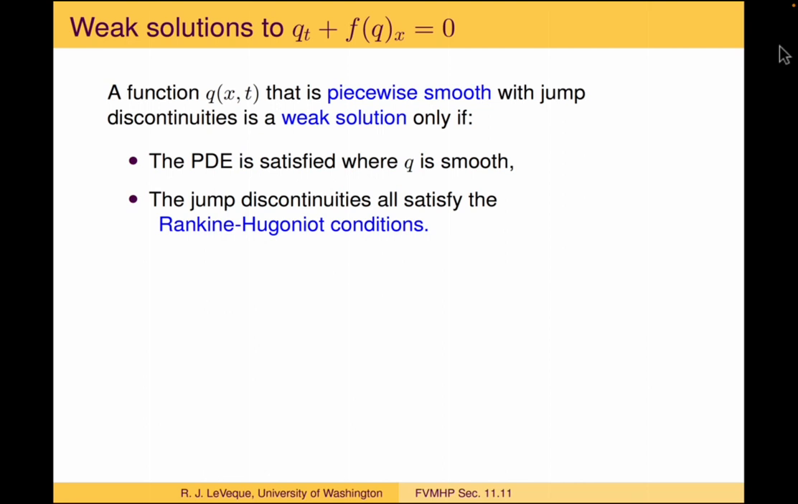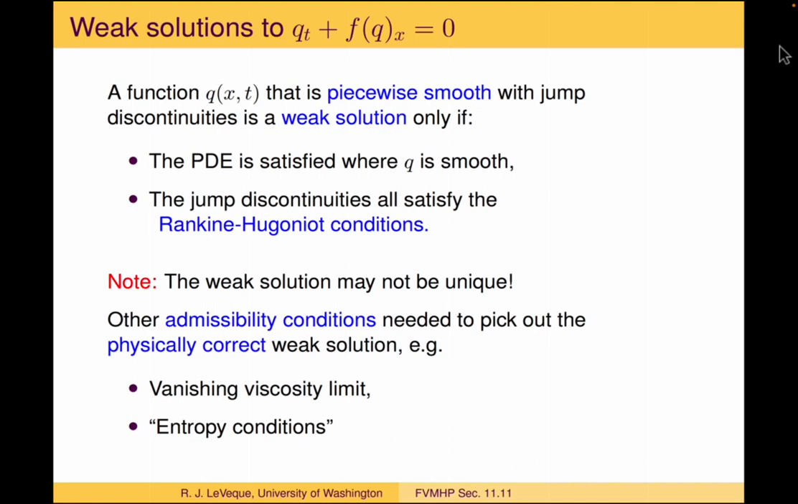A function that's piecewise smooth but just has jump discontinuities is known to be a weak solution if the PDE in the strong form up at the top here is satisfied where Q is smooth, but also if the jump discontinuities satisfy the Rankine-Hugoniot conditions that come from looking at the integrated form. But as we've seen, the weak solution might not be unique, and there can be situations where we need to pick out the correct one, the physical one often being the one that's determined by adding in some small viscosity and looking at the limit as that viscosity vanishes.